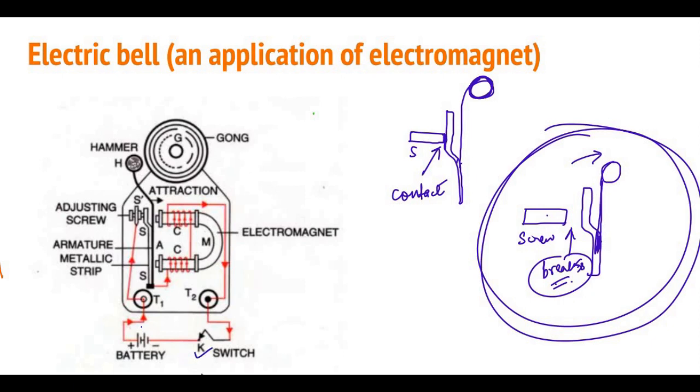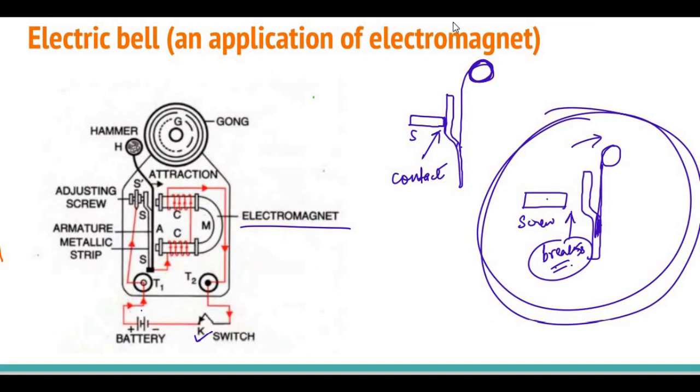Suppose the switch is pressed on. As I have told you, when we switch it on, the circuit current path is complete. So current starts moving through the coil. The moment current starts moving in the coil, you know that this electromagnet will be magnetized. It will develop strong magnetic properties because it's an electromagnet. It remains a magnet as long as current is flowing in its coil.